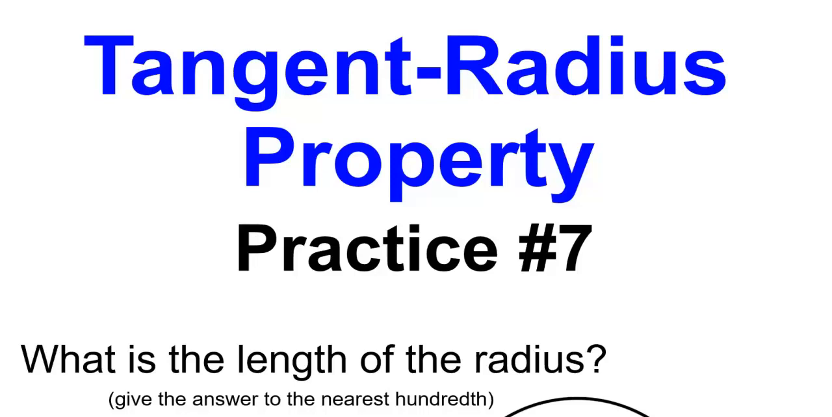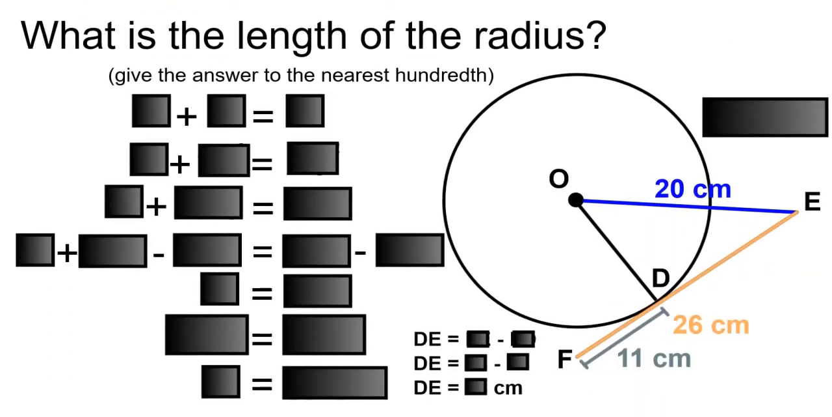Tangent radius property, practice number 7. What is the length of the radius? The radius is the line from the center of the circle to any point touching the circle. So point O to point D will be our radius.